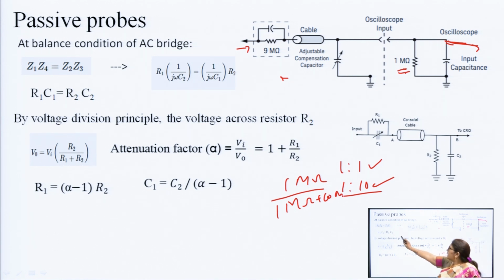And here this is connected in the form of a bridge. So, Z1 Z4 is equal to Z2 Z3, which means R1 C1 is equal to R2 C2. Here the value of R1 is 9 mega ohm and the value of R2 is 1 mega ohm. Respectively we can select the values of C1 and C2, and there is a compensation capacitor. By this compensation capacitor we can adjust and calibrate the CRO also. So, this is the passive probe.